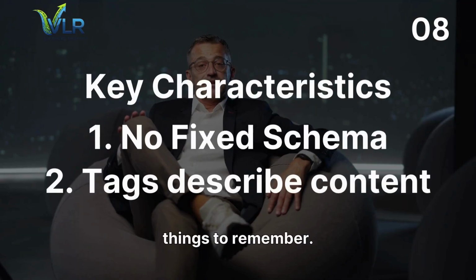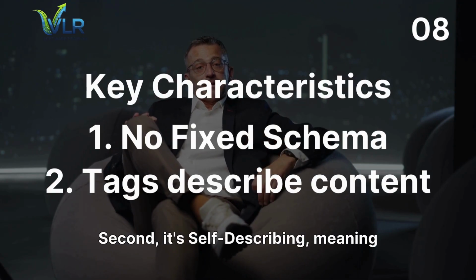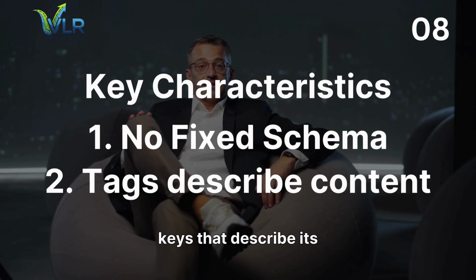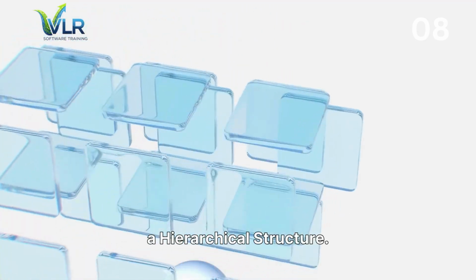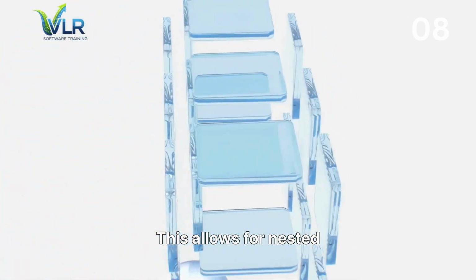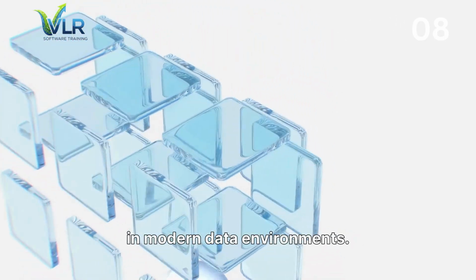There are three main things to remember. First, it has no fixed schema. Data entries can have different attributes. Second, it's self-describing, meaning it contains tags or keys that describe its own content. And third, it has a hierarchical structure. This allows for nested and complex relationships, which is a major benefit in modern data environments.